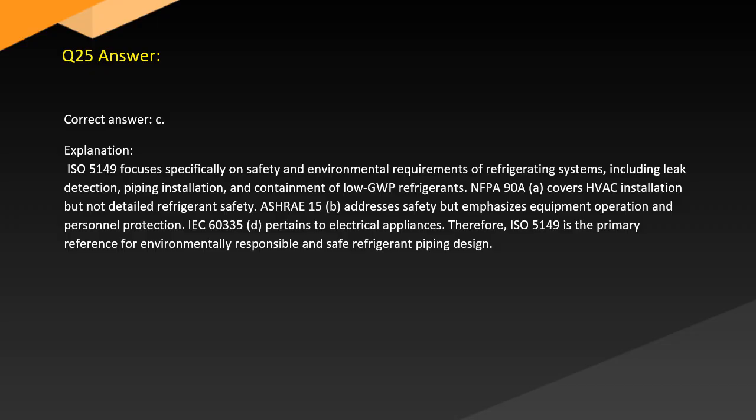ISO 5149 focuses specifically on safety and environmental requirements of refrigerating systems, including leak detection, piping installation, and containment of refrigerants. NFPA 90A covers HVAC installation but not detailed refrigerant safety. ASHRAE 15, B, addresses safety but emphasizes equipment operation and personnel protection. IEC 60335, D, pertains to electrical appliances. Therefore, ISO 5149 is the primary reference for environmentally responsible and safe refrigerant piping design.